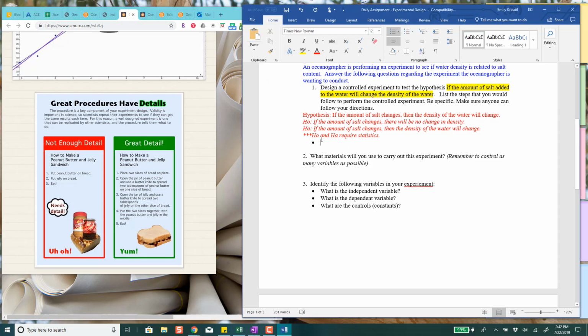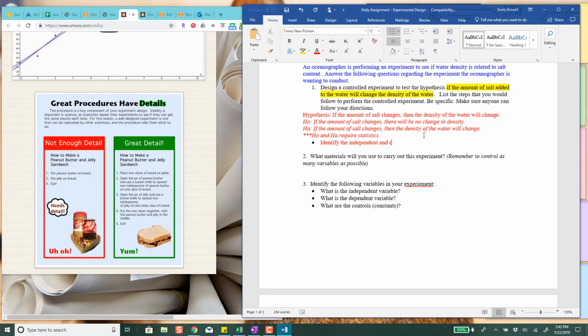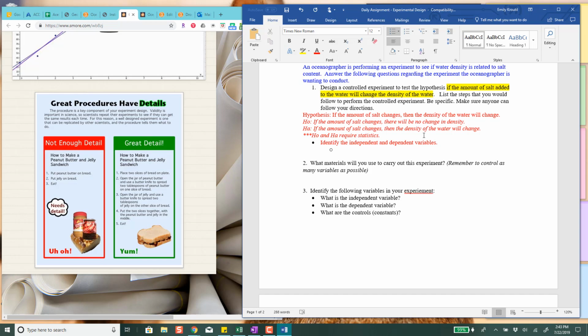Okay, so I'm not going to write your steps for you, but I'm going to put some hints as some things that you guys should maybe do when you're writing your experiment or coming up with your steps. So you'll want to identify the independent and dependent variables. Okay, the independent is going to be the thing that you're changing. So in this experiment, it's going to be the amount of salt.